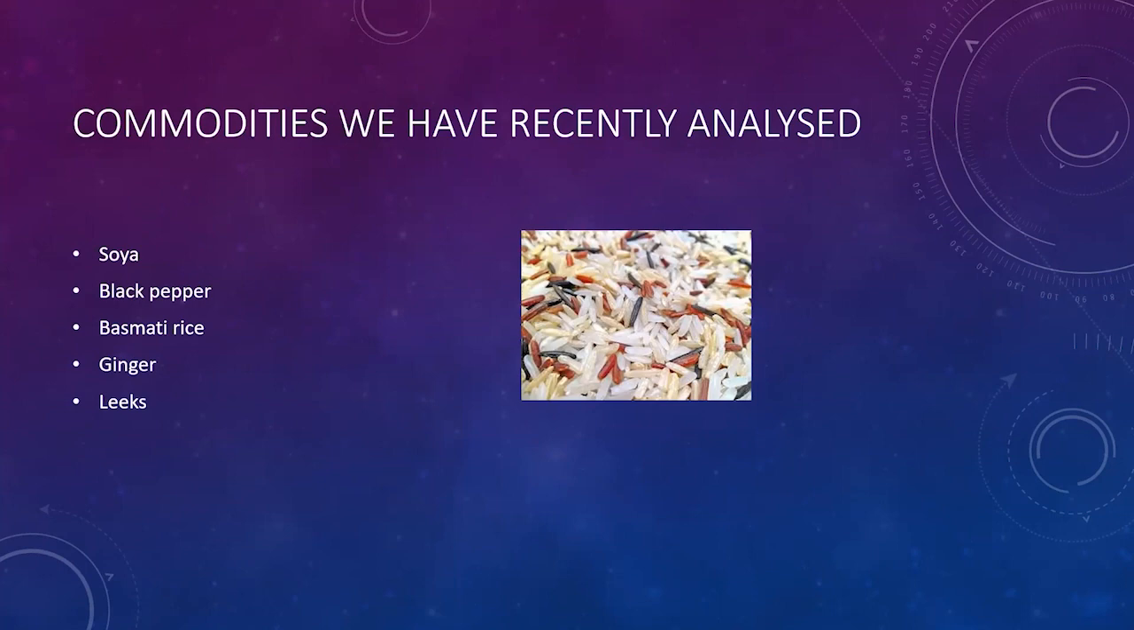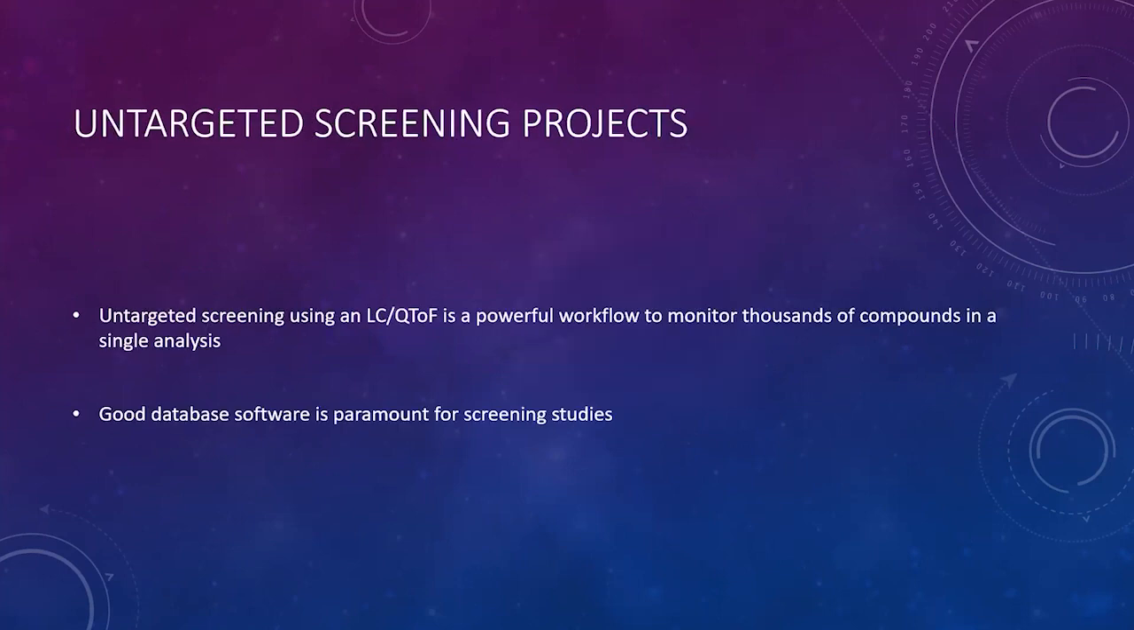And then leeks. We had a study a couple of years ago that we published that we could tell the difference between organic and conventionally grown leeks. So these metabolomic and elementomic studies have some great power to them if they are used correctly, built correctly, and validated correctly. Okay, now I'm going to move on to something called untargeted screening.